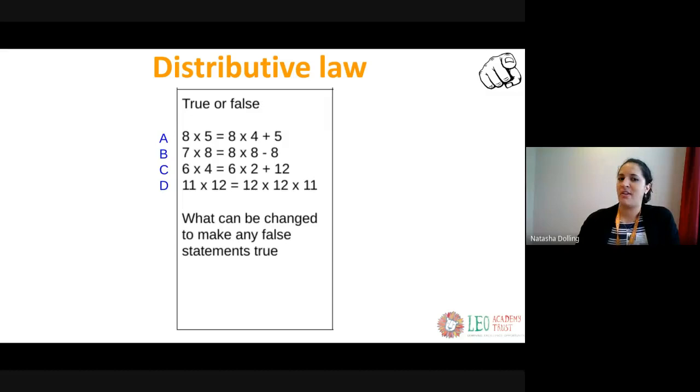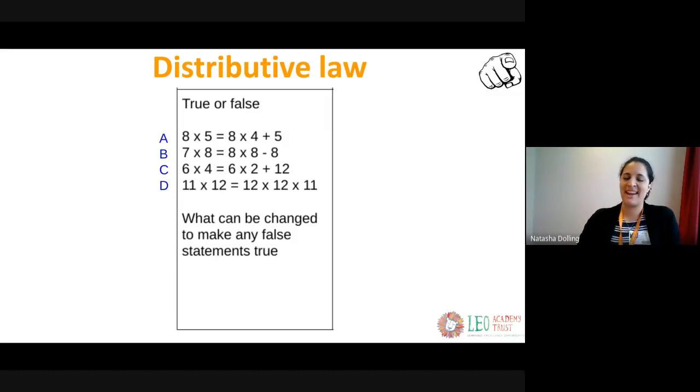What do you make of these statements below? For A, for example, do you think that 8 times 5 is the same as 8 times 4, then add 5? Is that correct, or is that not correct? Should it be something different? What about B? Is 7 times 8 the same as 8 times 8 take away 8?